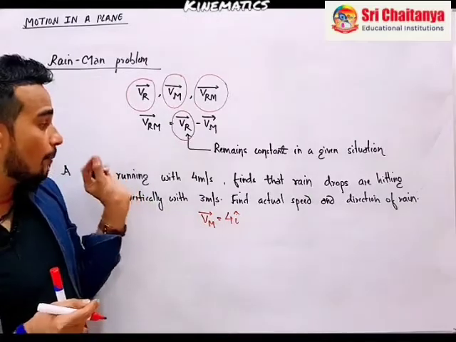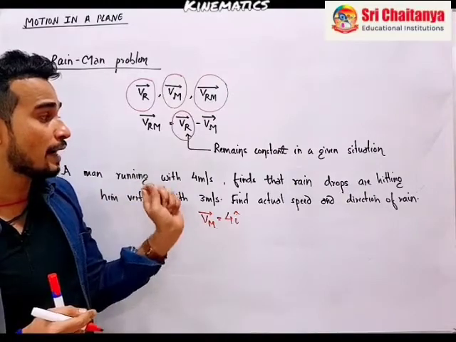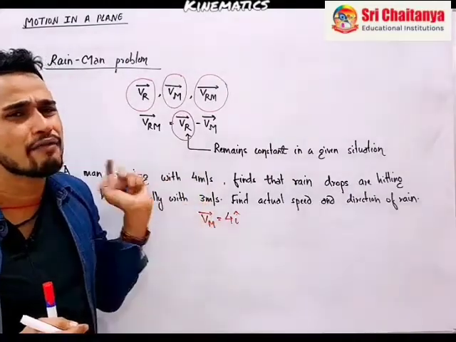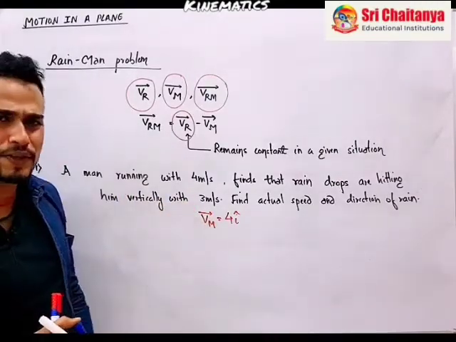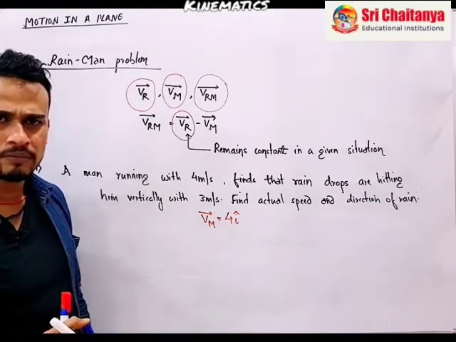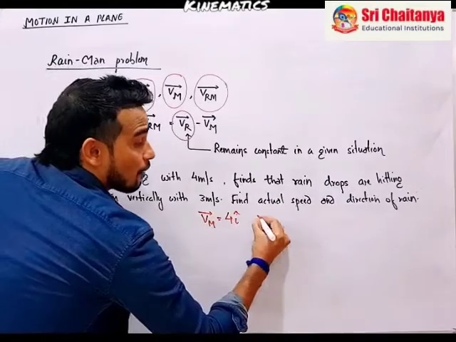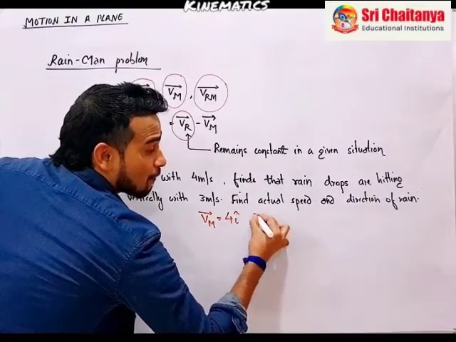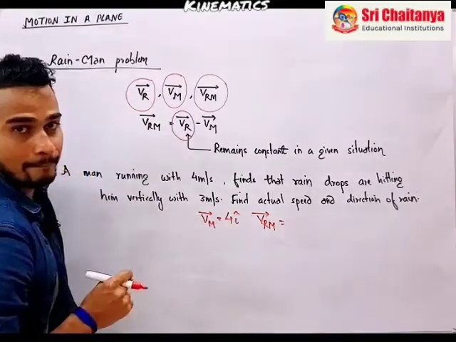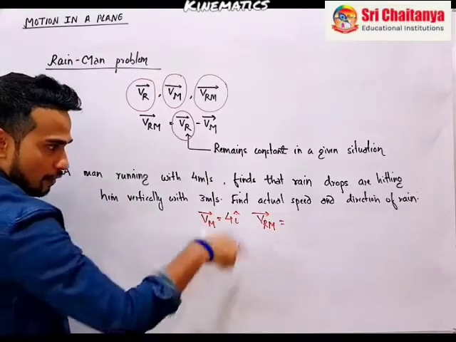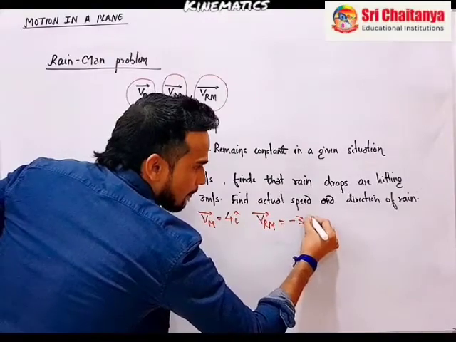You have to read the question carefully. A man running with a speed of 4 meters per second finds that raindrops are hitting him vertically. The velocity of rain is given as 3 meters per second. Which velocity is this? Is it the actual velocity? No. The running man finds that, so this is the velocity of rain with respect to the man, VRM, given as vertically downward, which means minus 3 j cap.